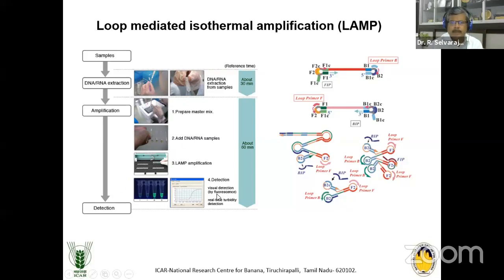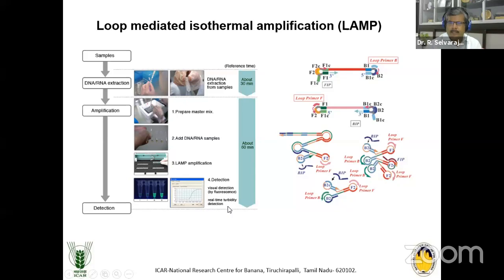You can detect by fluorescence, and you can also detect by turbidity, because it produces magnesium pyrophosphate that will give the turbidity. So based on the turbidity, you can say it is positive or negative. There are turbidimeters available, real-time turbidimeters are available. You can take this small device, because this works at 60 to 65 degrees centigrade, isothermal amplification. You can take it to any place and use it in the field. And it's a wonderful technique.